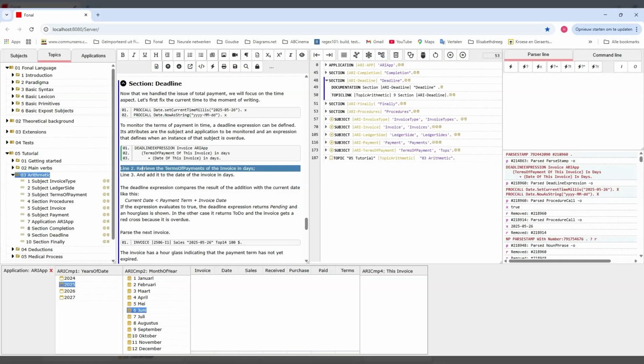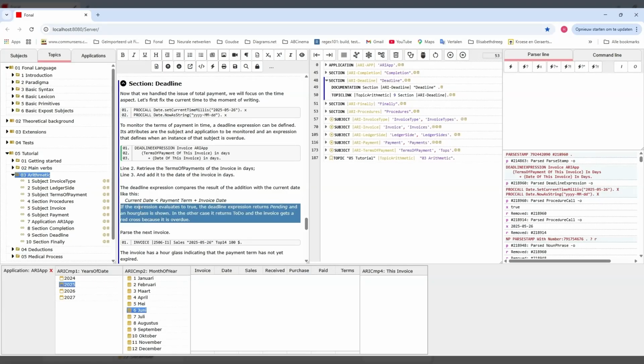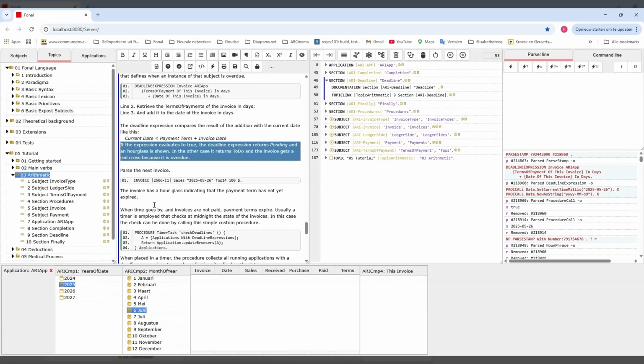Line 2. Retrieve the terms of payments of the invoice in days. Line 3. And add it to the date of the invoice in days. The deadline expression compares the result of the addition with the current date like this. If the expression evaluates to true, the deadline expression returns pending and an hourglass is shown. In the other case, it returns too due and the invoice gets a red cross because it is overdue.